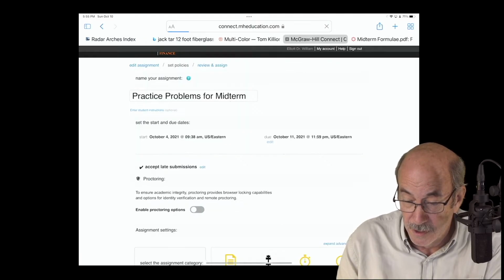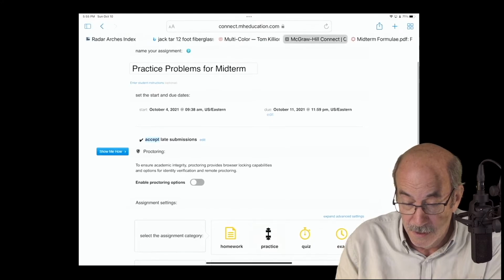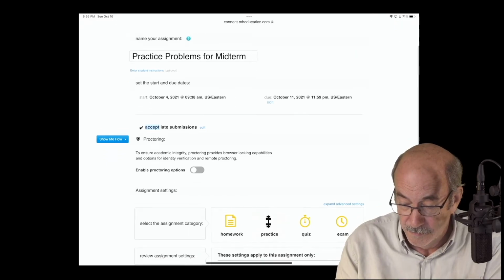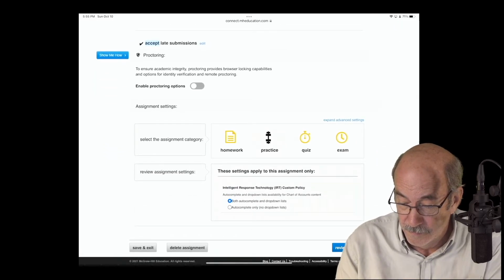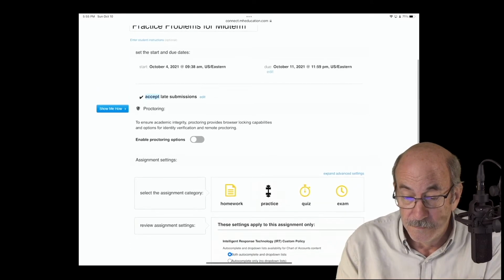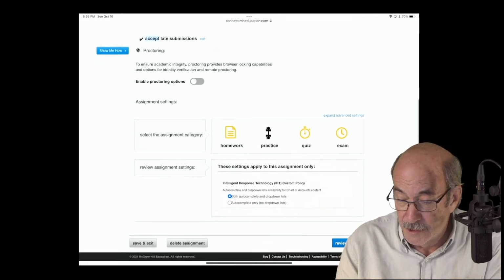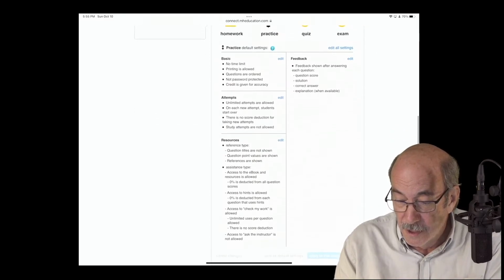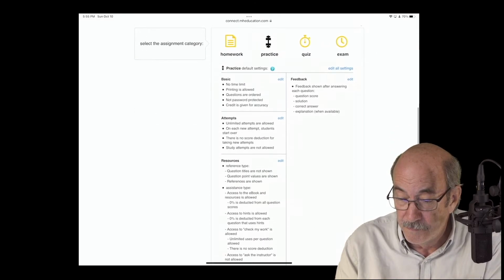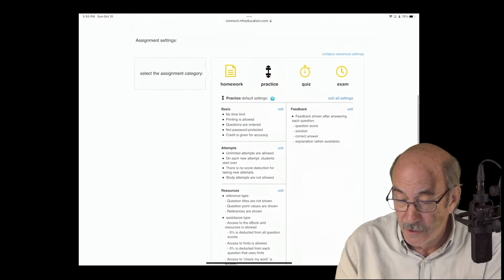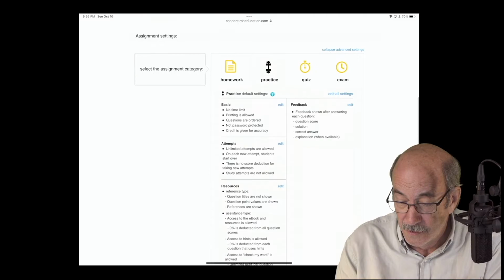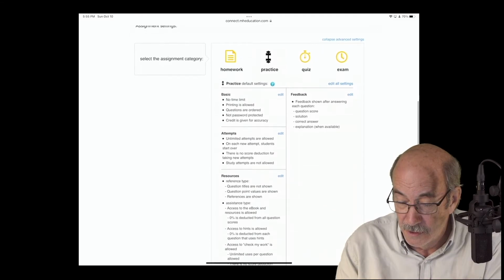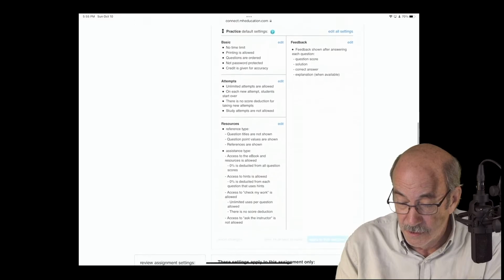Don't see anything there. It's probably right here. Enable proctoring. Here we go. Okay. Printing is allowed. Questions are ordered. Attempts unlimited. Score deduction.